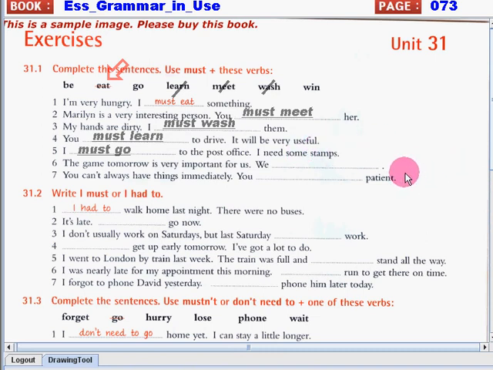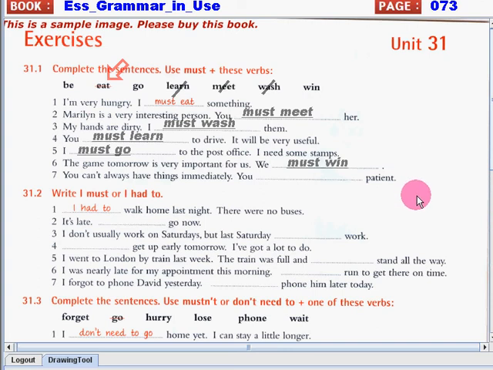Next, the game tomorrow is very important for us. We blank. Okay, so students, it should be the verb win. If the game tomorrow is very important for us, then we must win.